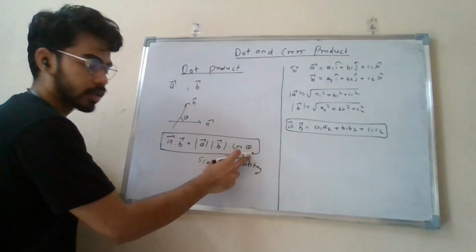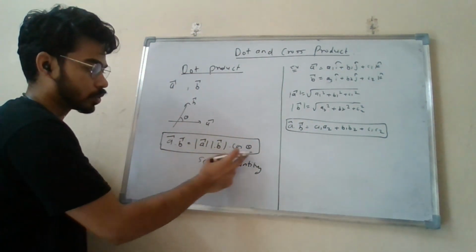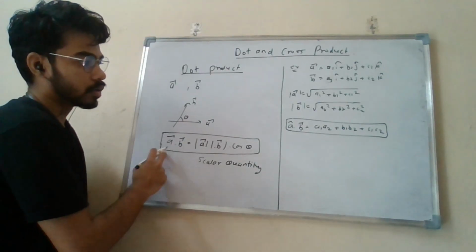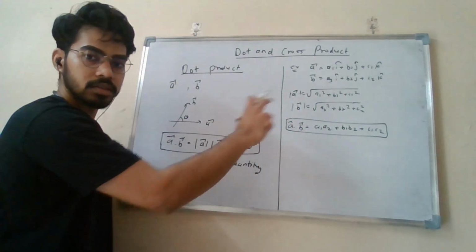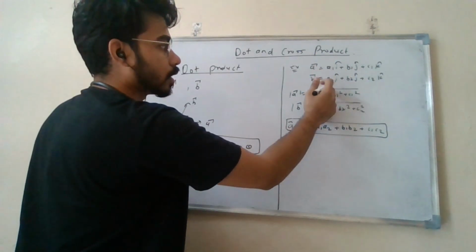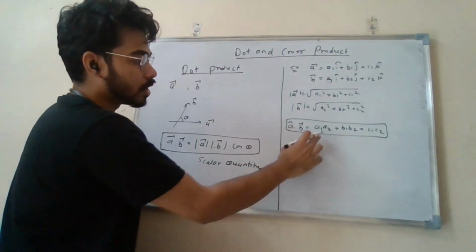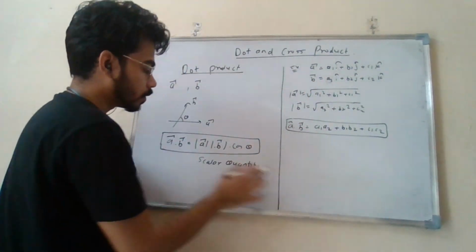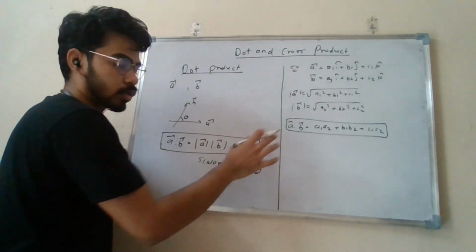See, if theta is given, then from mod A, mod B, cos theta we will get A dot B. If theta is not given and the vectors A and B are given, then we can find the dot product by multiplying the coefficients of i, j, k with each other: A1 A2 plus B1 B2 plus C1 C2, and we will get the dot product of the two vectors.